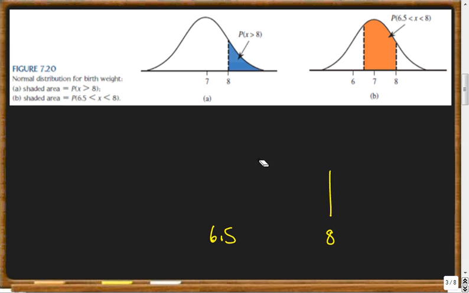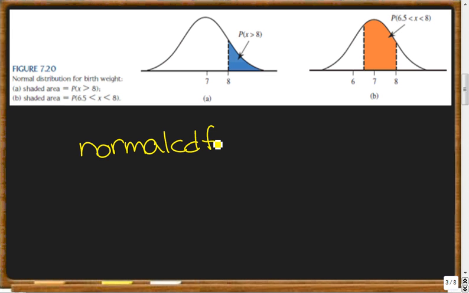Now, what we use for the normal distribution is this function that you'll find on your calculator. It's a normal CDF. And the normal CDF behaves in this way. You have your lower bound, you have your upper bound. So those are two different ones, and I'll show you in a second what those are. And then you type in your mean and your standard deviation.